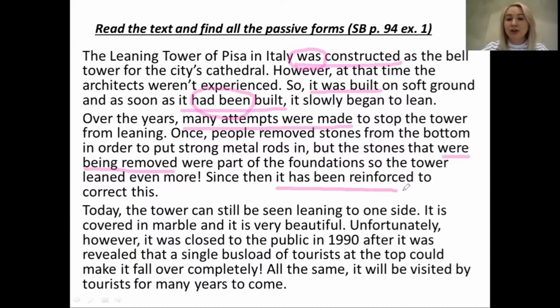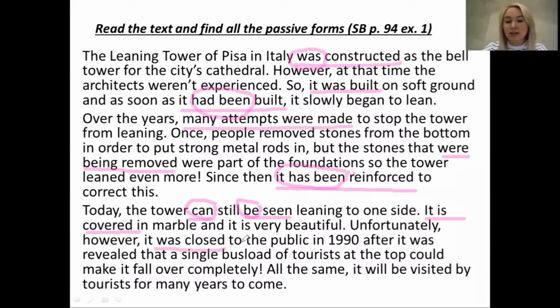"It has been reinforced," present perfect passive. "Can be seen." So modal verbs can also be used in the passive voice. You should put modal verb plus be without to and past participle. The next one, "it is covered," and this is present simple in passive voice.